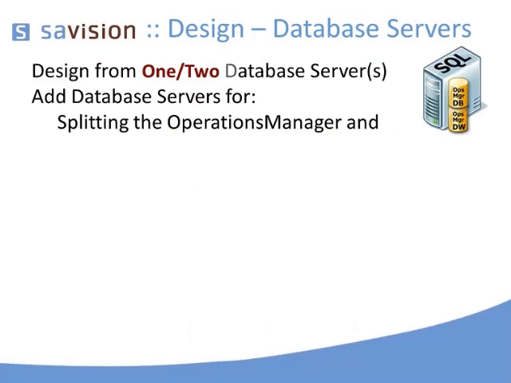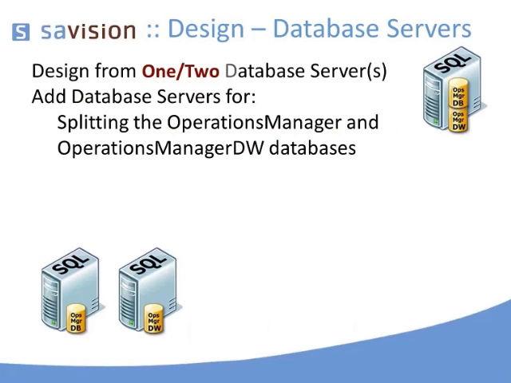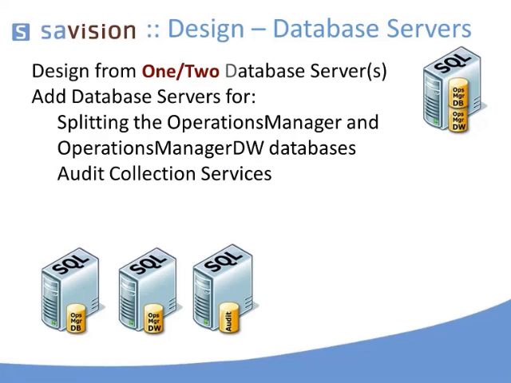So we want to add database servers for things like splitting the Operations Manager and the Operations Manager data warehouse databases. Splitting those two allows us to get better performance out of the system. Now, the management servers still do talk with both of them, so you need to consider in your designs that it needs to talk with both systems, even if they're on different physical servers. You may also need to add a separate database server for audit collection services. So if you've got ACS, the ACS database is very intensive as well.